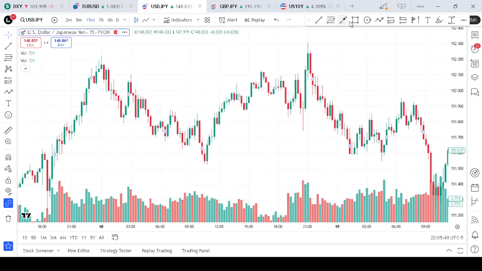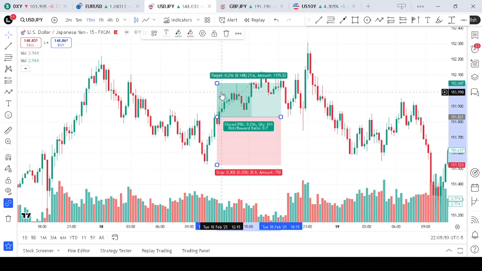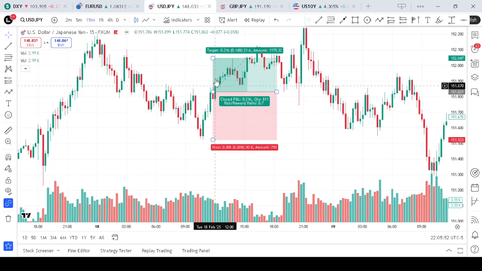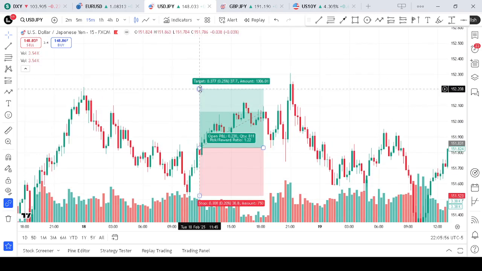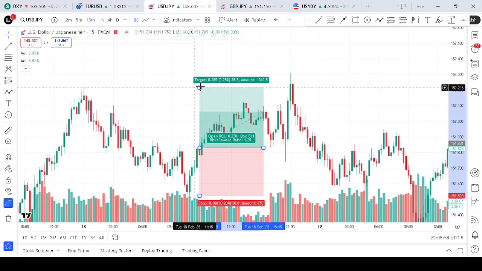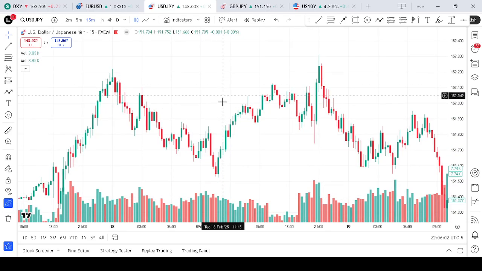If you take this trade, you can use areas like a previous support or resistance area, like a previous resistance zone. This area is a previous resistance zone in the chart, or we can use a fixed risk to reward ratio.